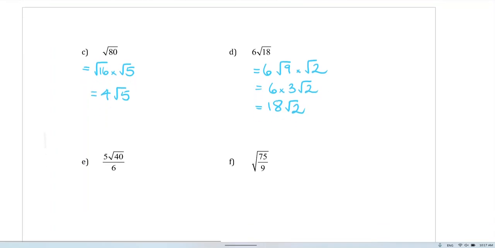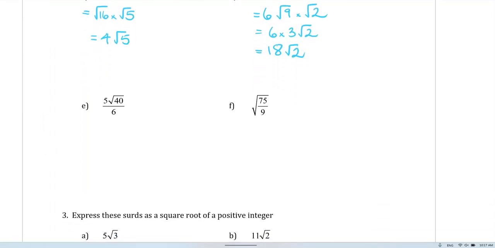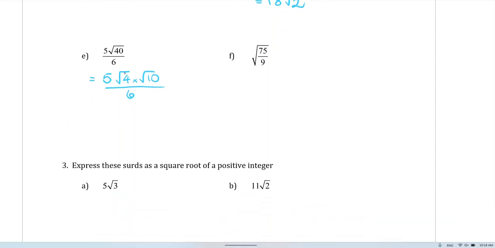E, sorry. 5 root 40 all over 6. We want to simplify the square root of 40. So the perfect square number that works will be 4 times 10. So we're going to split, leaving the 5 out the front. We have root 4 times root 10 all over 6. The perfect square is the 4. So the square root of 4 is 2. And you times the 2 with the 5 to make 10 root 10 over 6.